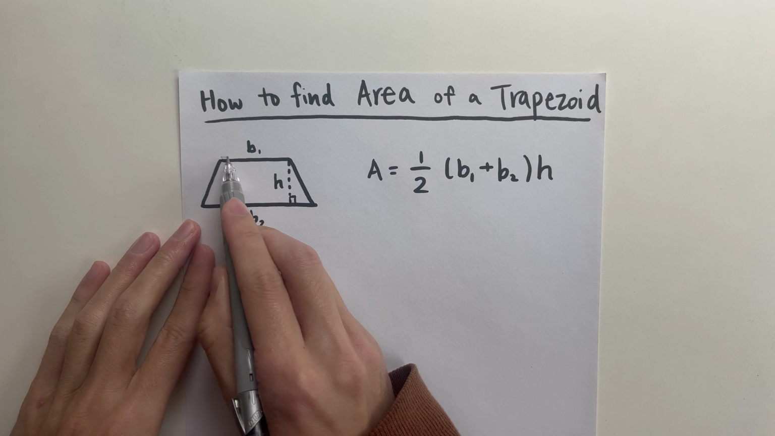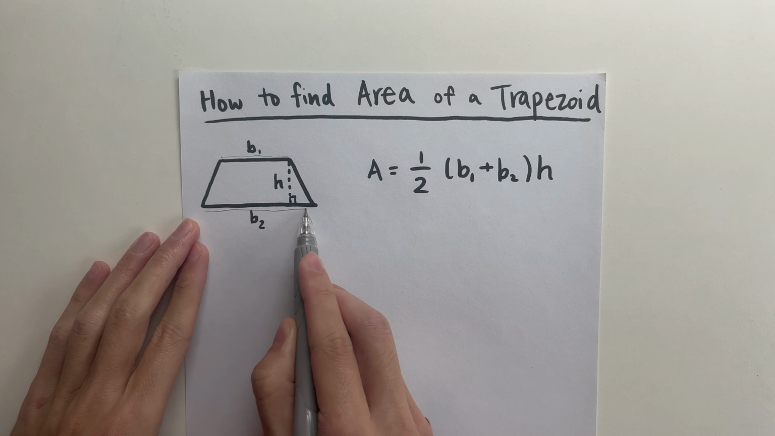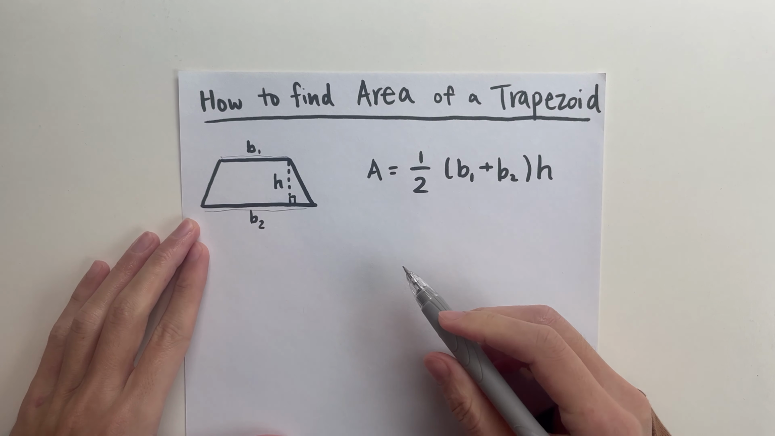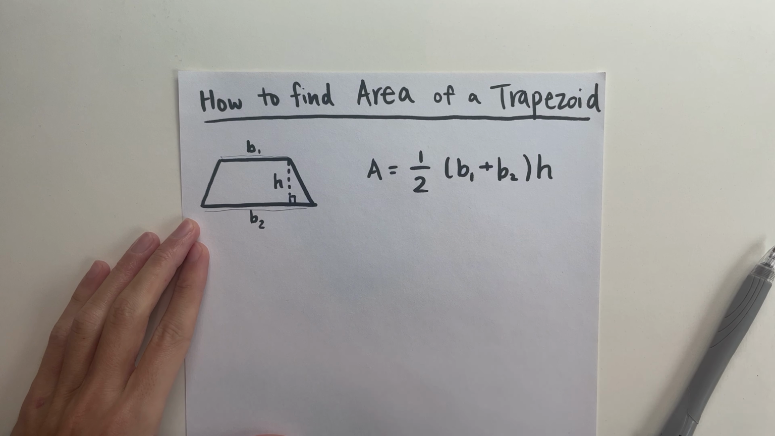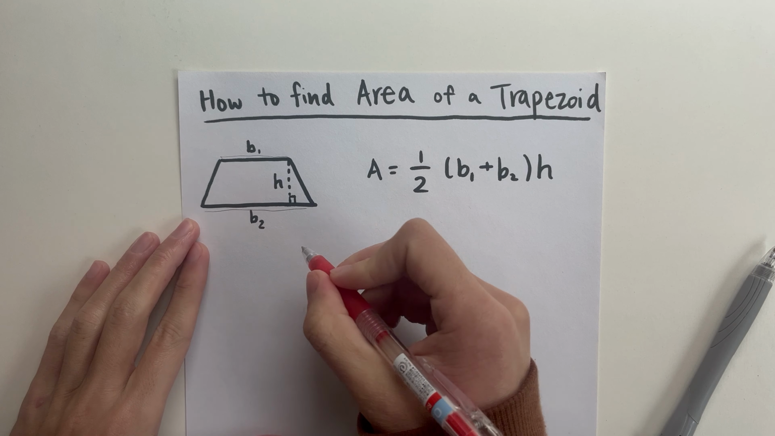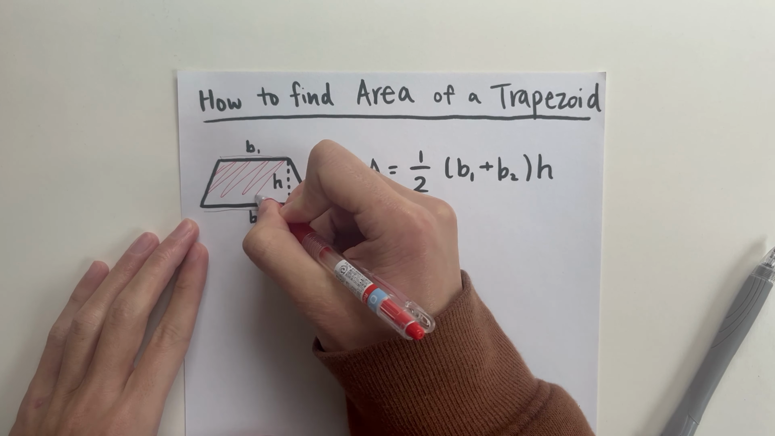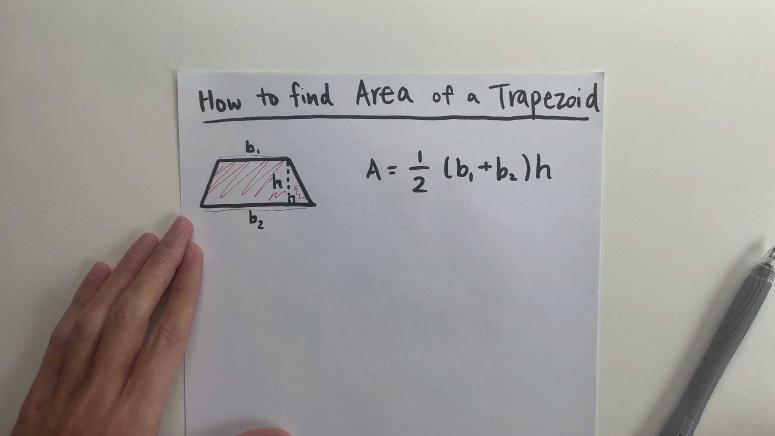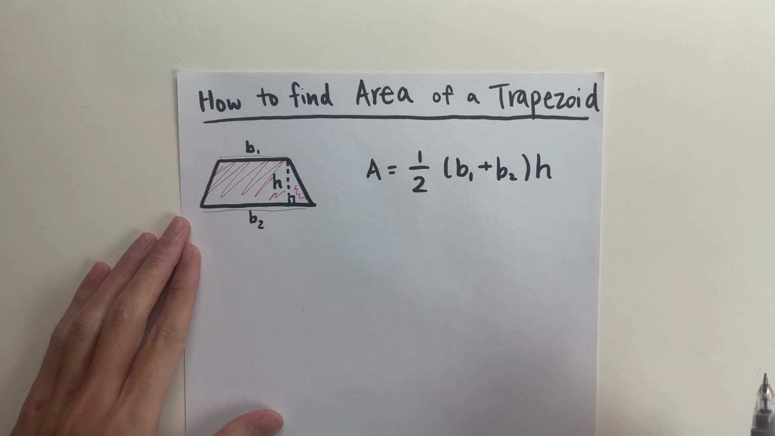It's going to be the length of those, base 1 right over here and base 2 here, multiplied by the height, which is going to be denoted as h. And when we're talking about the area of a trapezoid, we're essentially talking about this portion of the trapezoid, in square units. All right, let's go over some examples.